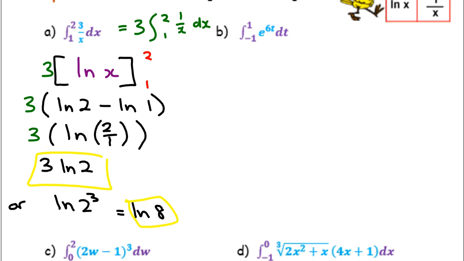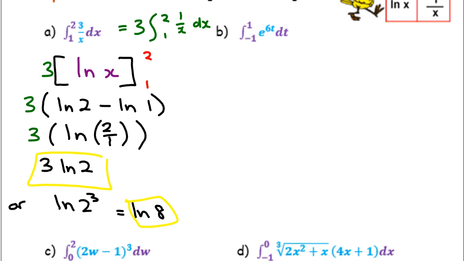Is it just e to the t, or have I made a composite? Is that a composite function? Yes, it's a composite function. The baby is 6t and the mother is e to the u. Is the baby linear? Yes, 6t is just a linear function, like 6t plus 0. So it's one of those composite functions with a linear baby.